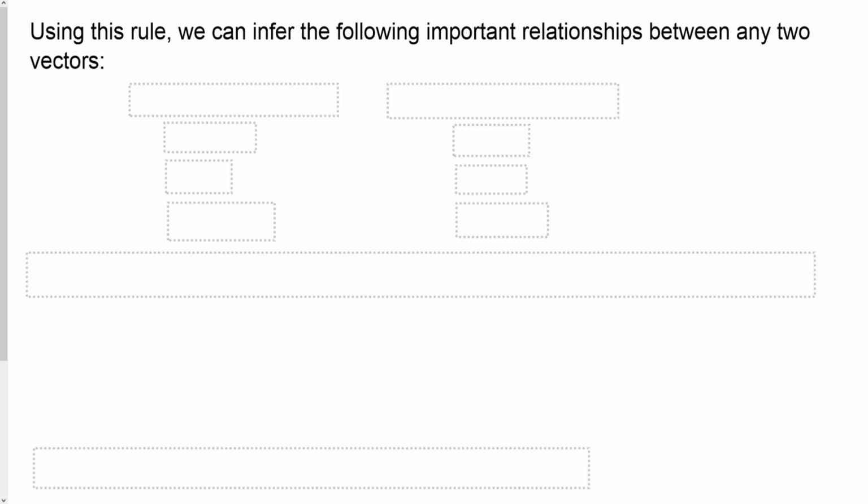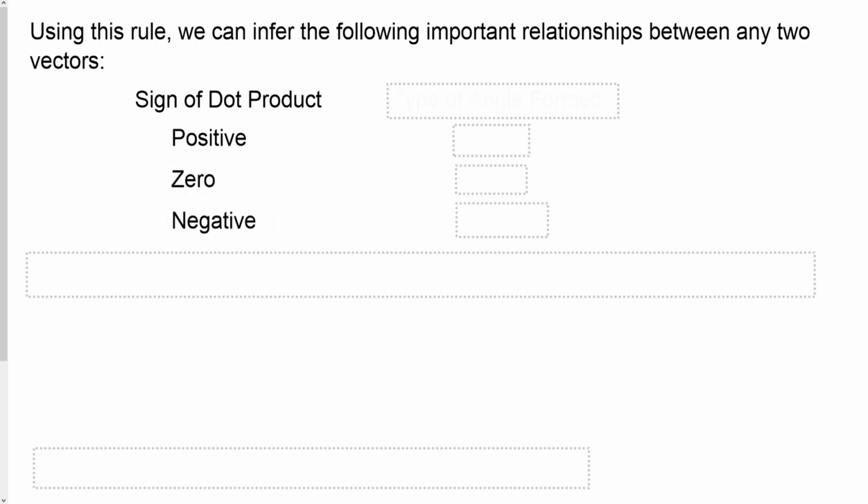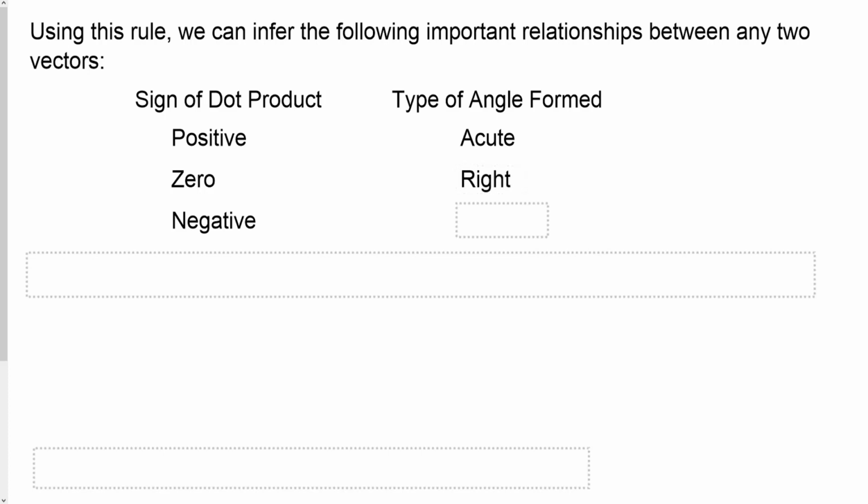Using this rule, we can infer the following important relationships between any two vectors. The sign of the dot product can turn out to be either positive, 0, or negative. And that says something about the type of angle that's formed. If the dot product is positive, we end up with an acute angle in between the two vectors. If the dot product is 0, we end up with a right angle. And if the dot product is negative, we end up with an obtuse angle. Really the most important relationship is right here: if the dot product is 0, you have a right angle.